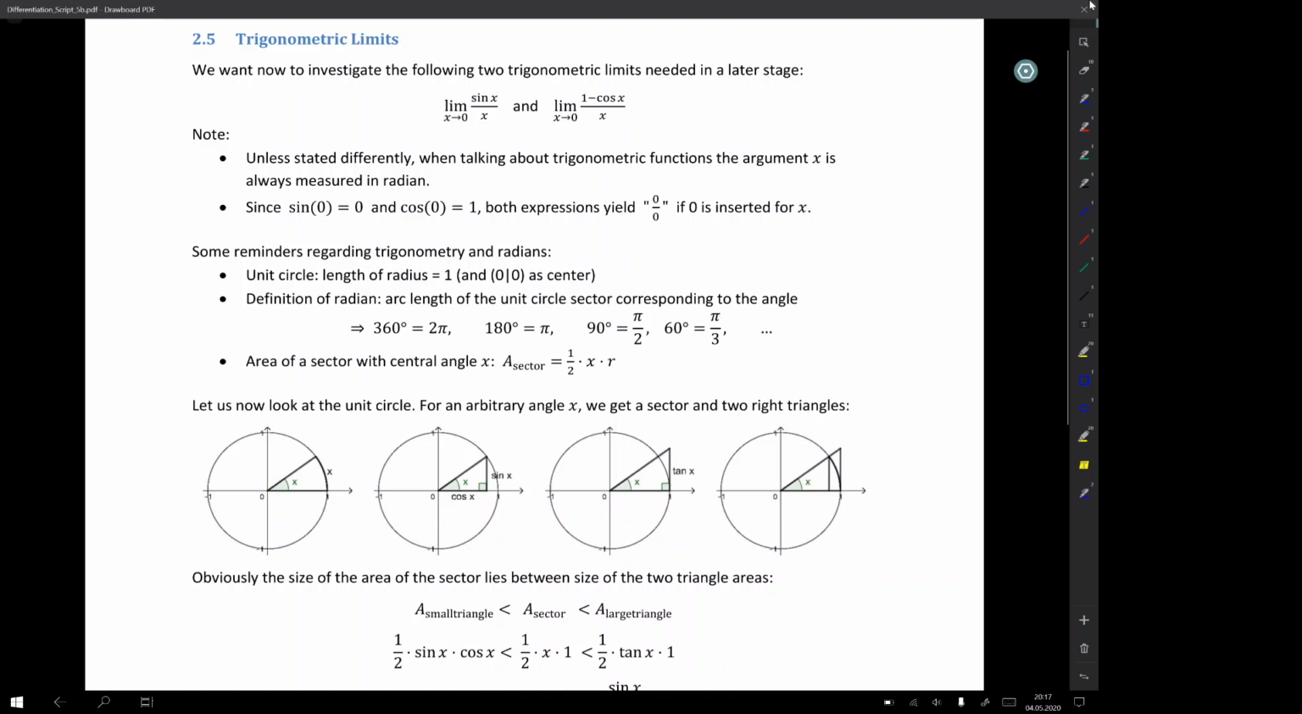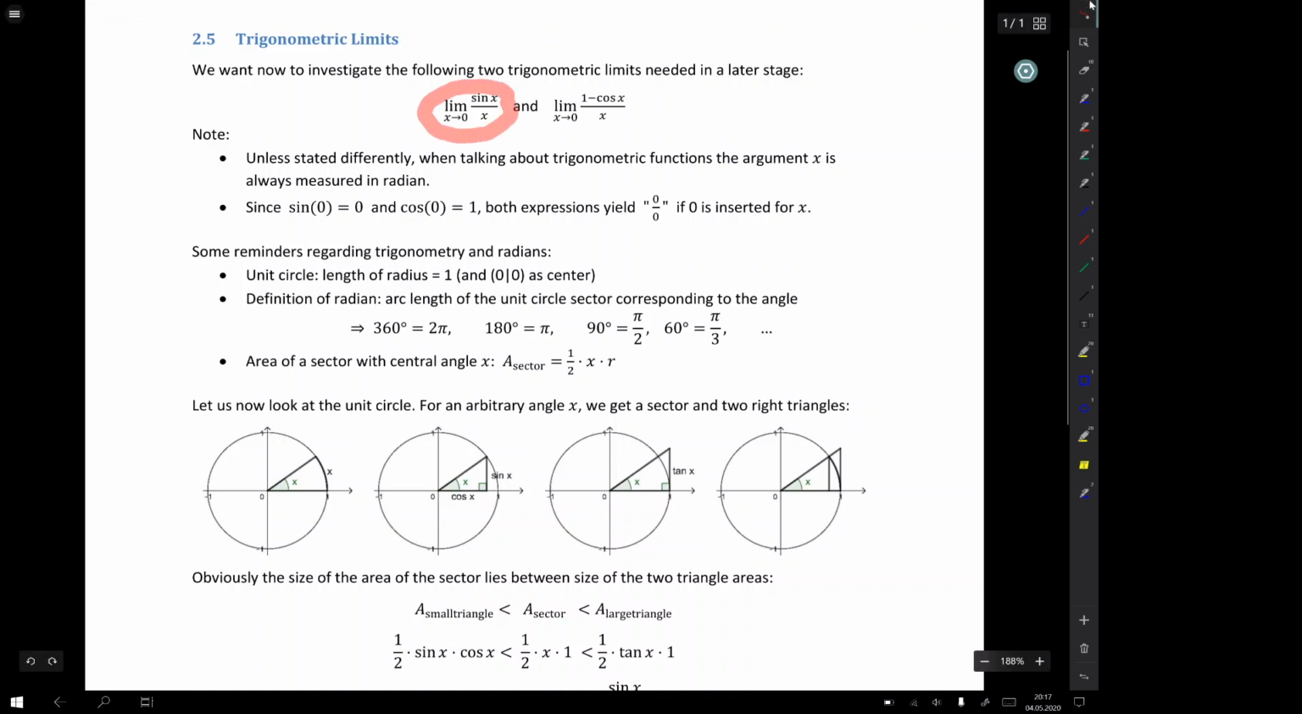In this section, let's look at two trigonometric limits that we will need later when looking at derivatives, namely the limit for x going to 0 of sine of x divided by x, and the limit of x going towards 0 of 1 minus cosine x divided by x. In both cases, we see the sine of x when x is 0, so we have 0 divided by 0.